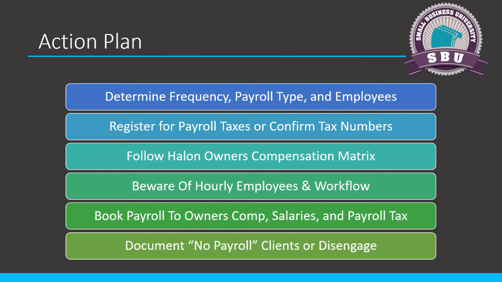Next, make sure we have the officer's compensation matrix amounts that are based on profits so far. And if they have any hourly employees, make sure that they are going to do the runs, or we have a very good workflow for how we're going to do the hourly payroll. Then once the payroll is run, we need to book to QuickBooks Online and make sure we're separating out the amounts into the correct owner's comp, payroll tax, and if they have employees other than owners, into the salaries bucket, right? That separation of information into the right places so that Halon can read it and put it in the right places on the tax return.